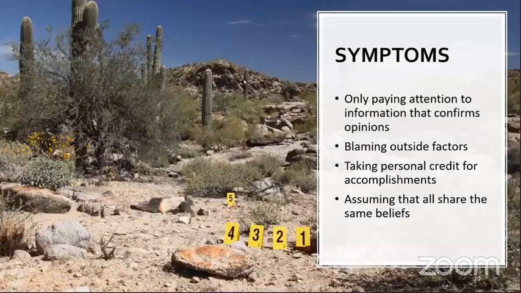Here are some of the symptoms, most specifically on an individual level. When you're impacted by bias, you're only paying attention to information that confirms your own opinion. If we're looking at data, you have to think about the way the brain processes information. We can't only pay attention to the information that confirms our opinion. We have to look at the totality of the information available to us.